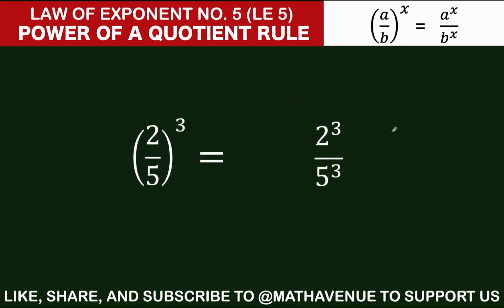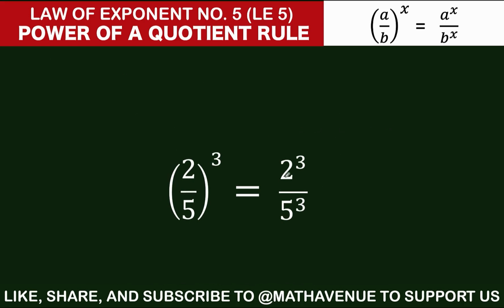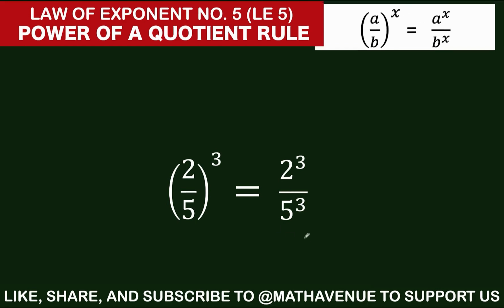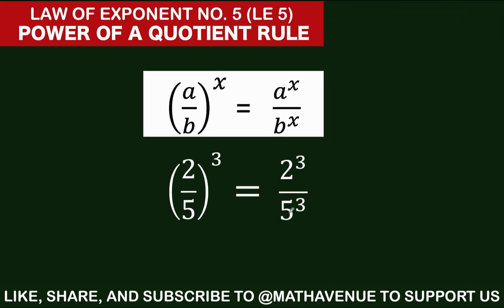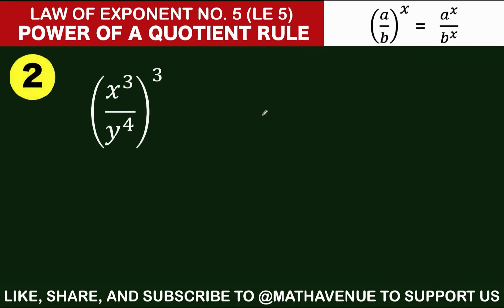Now compare the results. Notice that we can also arrive at the answer without going through the definition of exponents, by just getting the numerator and raising it to the exponent outside, and also copying the denominator and raising it to the exponent outside, and placing that in the denominator. As simple as that. And that is exactly the meaning of this law of exponent number 5. But again, make sure that the denominator is not equal to 0.